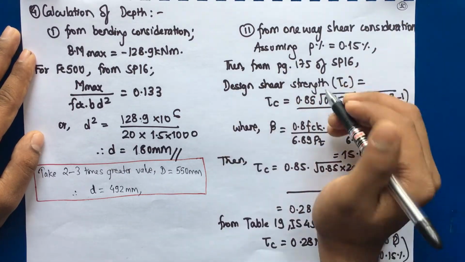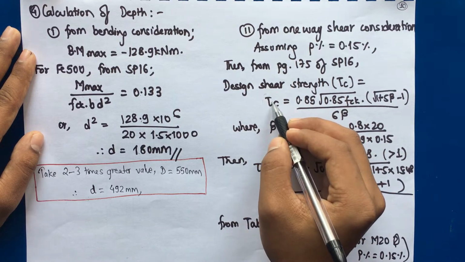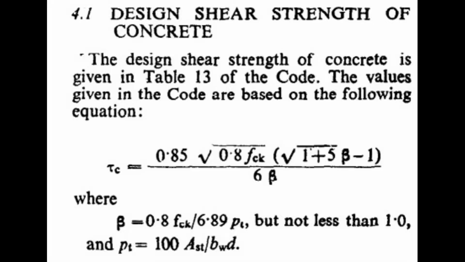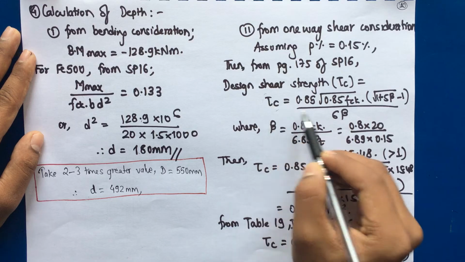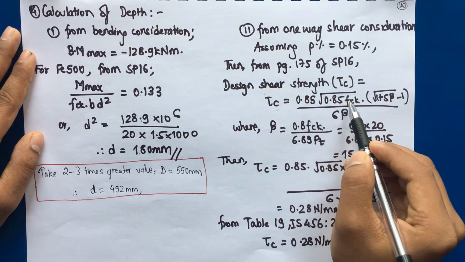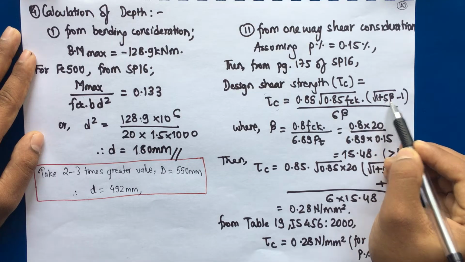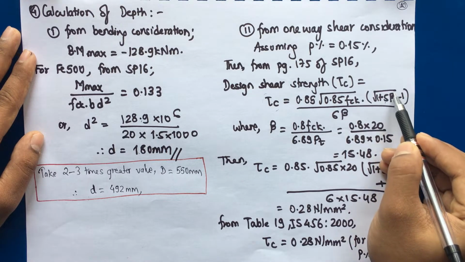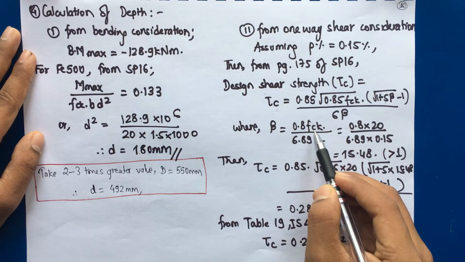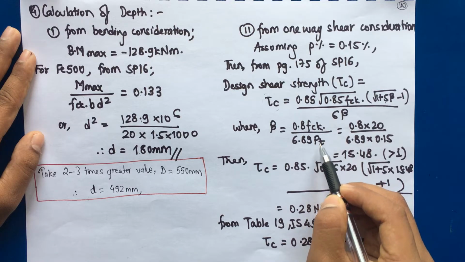Then on page number 175 of SP16, we can compute the design shear strength tau c with respect to p% and grade of concrete. If we see in the code, tau c is equal to 0.85 under root 0.85 fck into under root 1 plus 5 beta minus 1, this minus 1 is outside the root, divided by 6 beta, where beta is equal to 0.8 fck by 6.89 into percentage of steel.